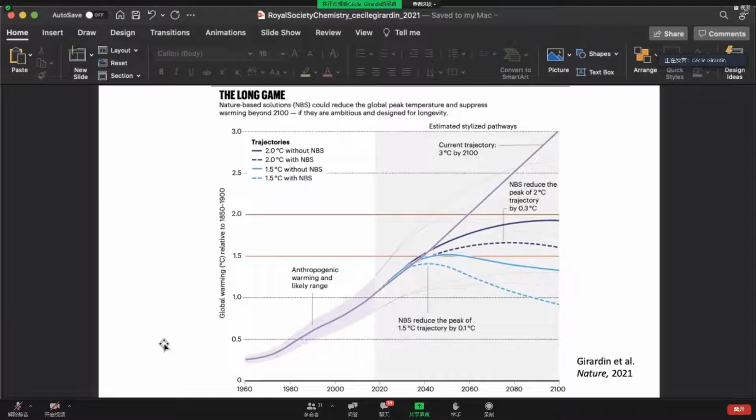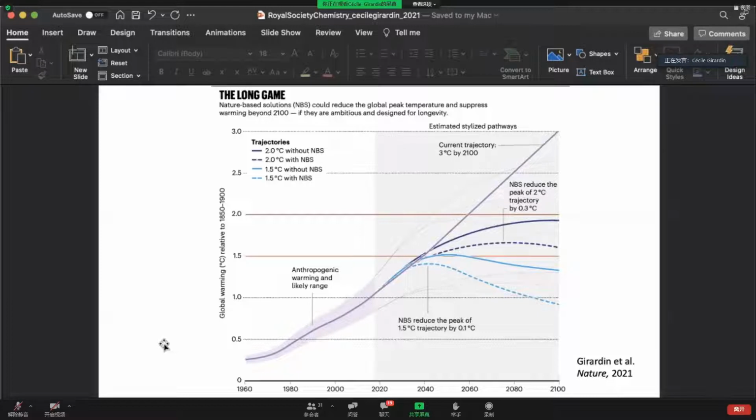You can see that once we include nature-based solutions, you have the dashed lines. The dashed lines are with nature-based solutions. By the middle of the century, in about 2045, nature-based solutions will reduce peak warming of the 1.5 trajectory by 0.1 degrees C, which is relatively limited because the less time nature-based solutions have to act, the less they will be storing carbon or avoiding emissions. But as we go along, we can see that there's more contribution, and there's a significant contribution.